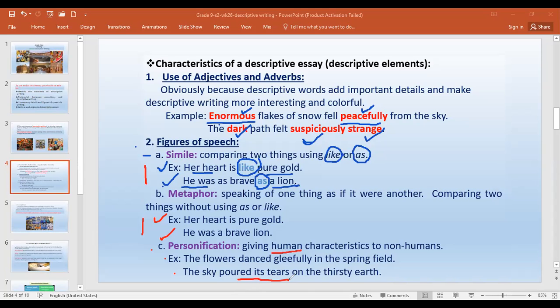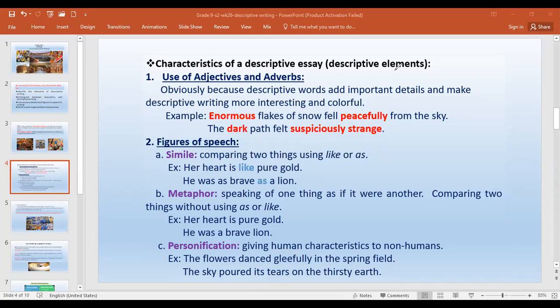One of my favorite figures of speech is personification. It adds so much beauty to your writing. So please use it. Okay, everything clear with simile, metaphor, and personification? No questions? Okay, great.